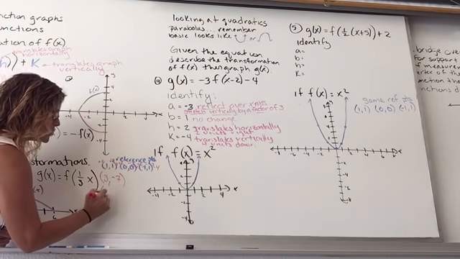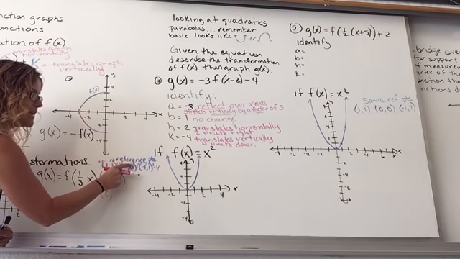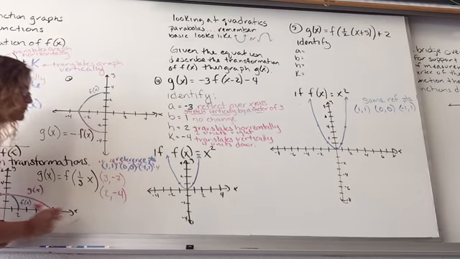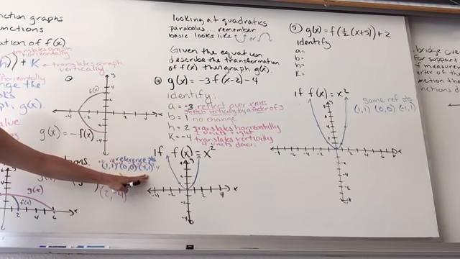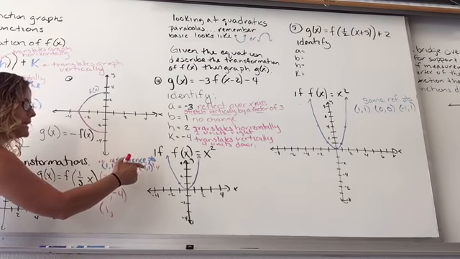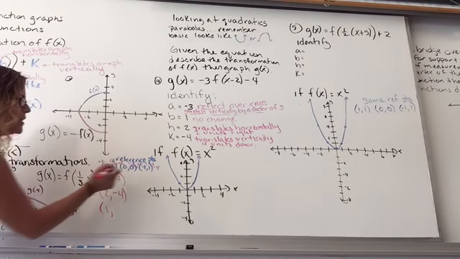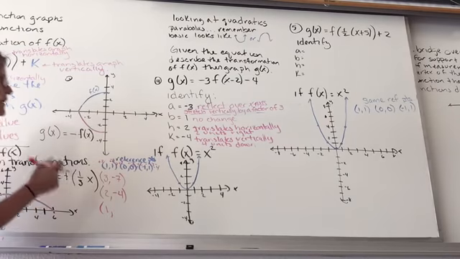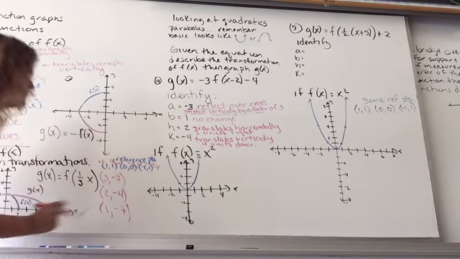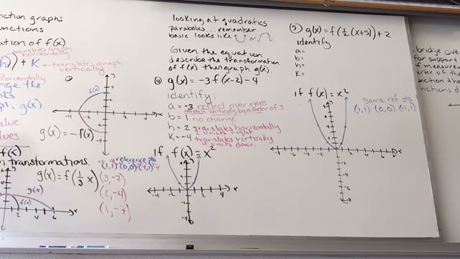0 plus 2 is 2. 0 times negative 3 is just 0. And then minus 4 makes it negative 4. And then for the last one, negative 1 plus 2 is 1. 1 times negative 3 is negative 3, minus 4 is negative 7. So now, we're going to graph those new points.